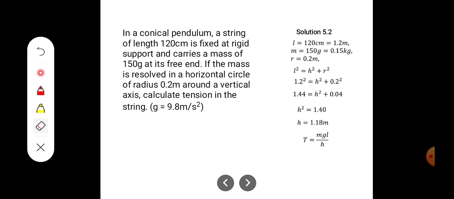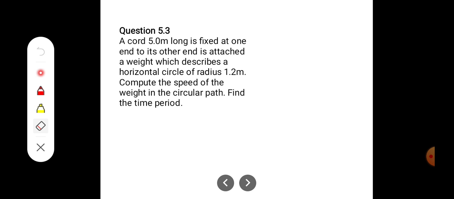We've sorted that out. Now, if we substitute T, tension is mgl over h. That's 0.15 times, I used 10 here, but it should be 9.8, I didn't recognize that, times 1.2 divided by 1.18. And you see the value for our tension, 1.53 newtons. This is beautiful. Okay, so let's see our next question here.